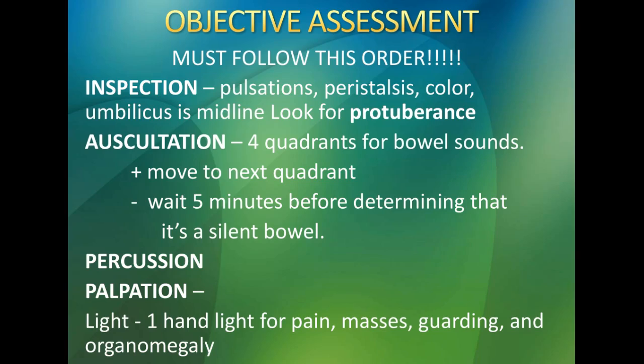The second part is auscultation, and you're going to be auscultating 4 quadrants for bowel sounds. And bowel sounds are just a gurgling sound you hear when you put the diaphragm of your stethoscope on each quadrant. So you'll listen, and once the bowel sound is positive, you hear that gurgling sound, it just sounds like the stomach is growling, which it is. Then you move to the next quadrant.